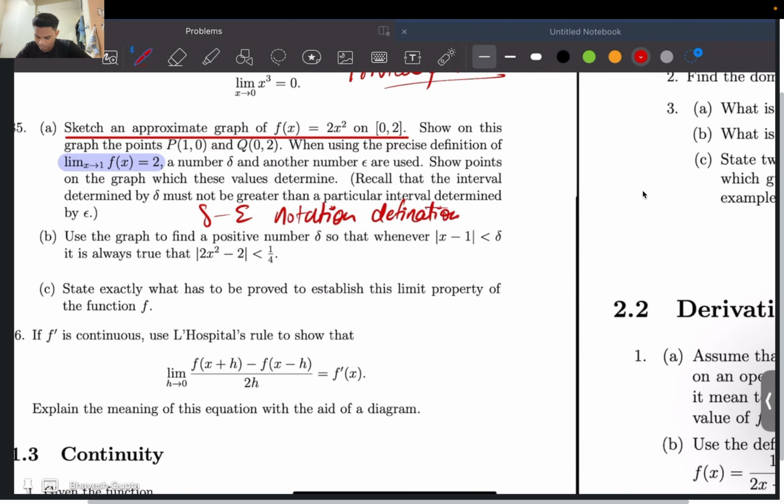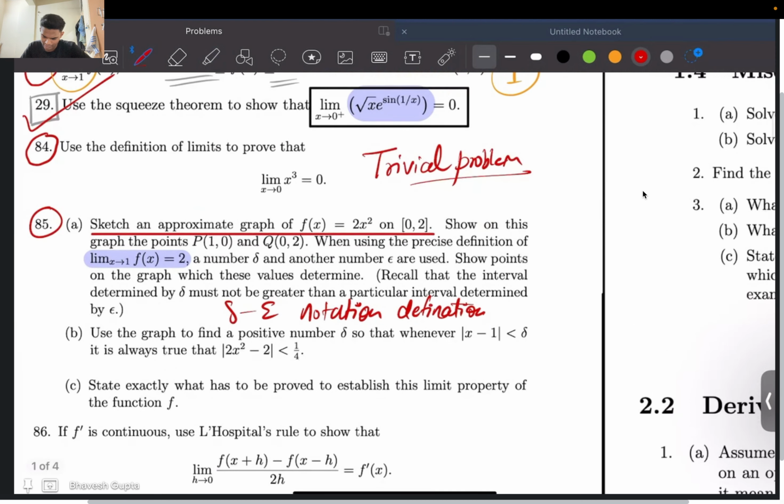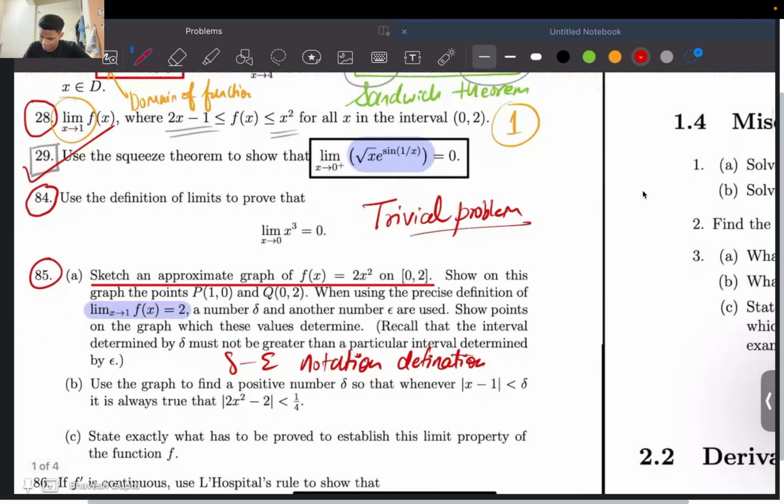Okay. And in this case we have to find what is that interval, like epsilon delta. Again, I will not solve this, it is very trivial. I will solve this in the next session. I will take these two questions in the next session because they are very simple.